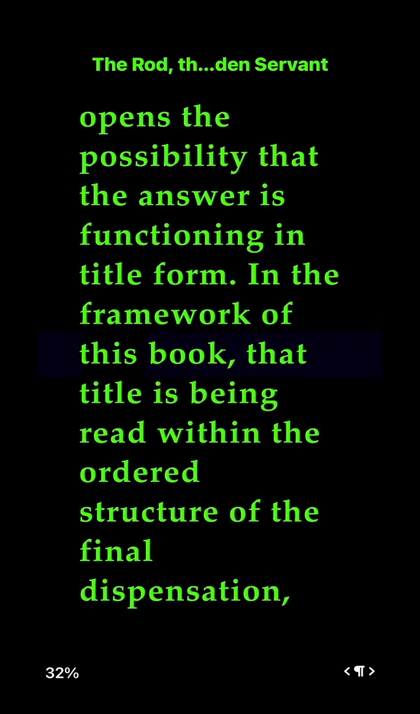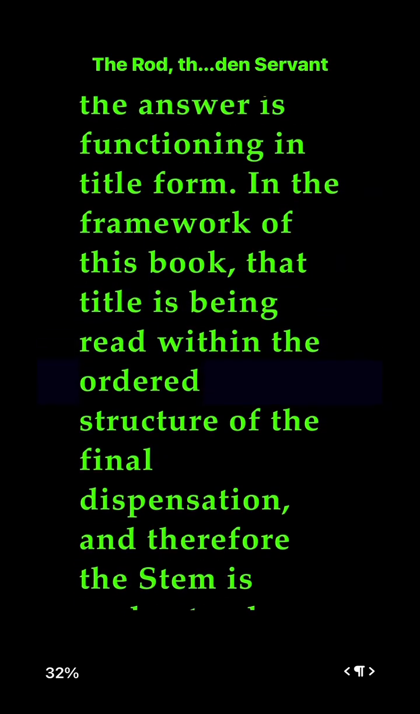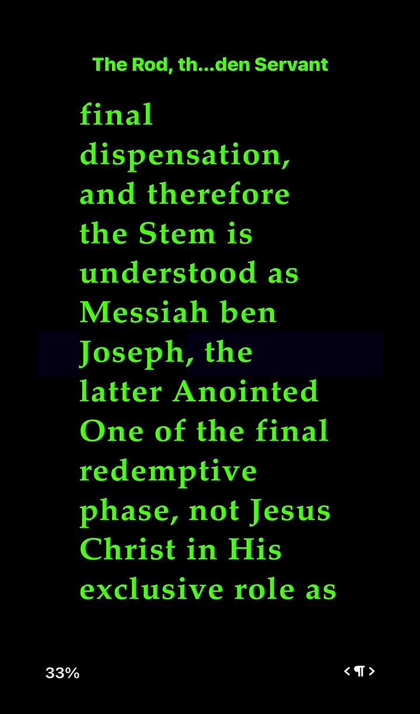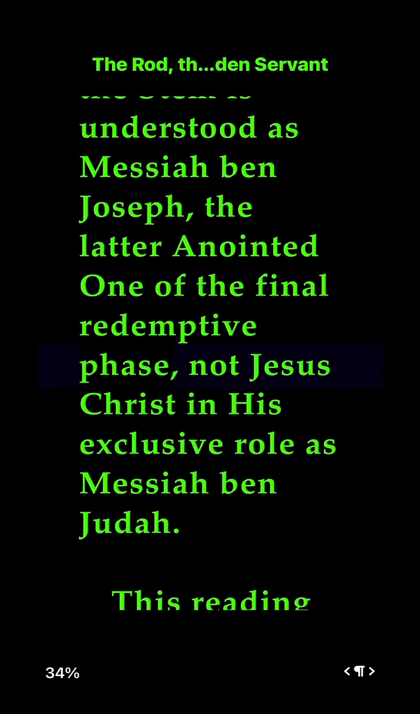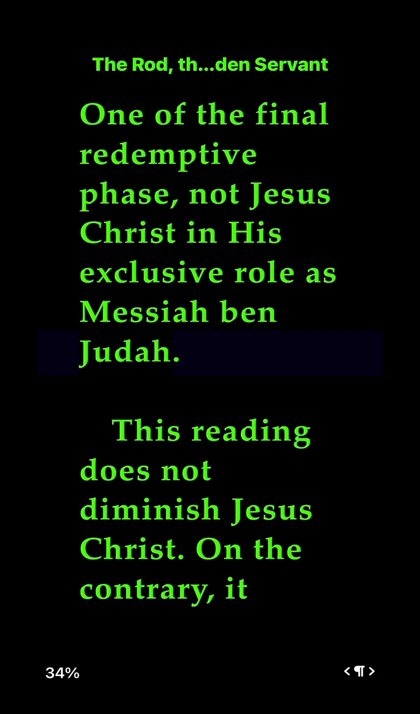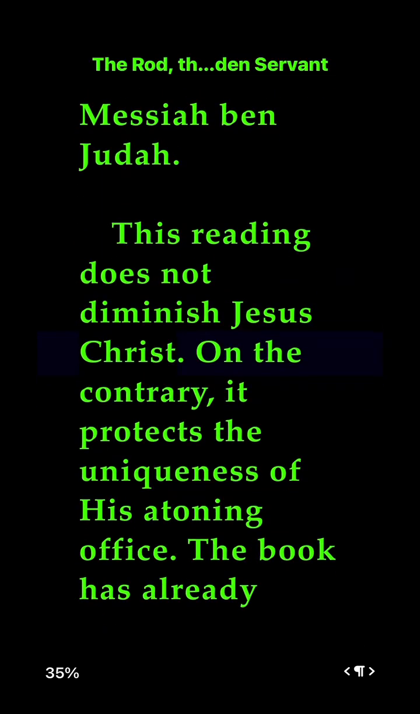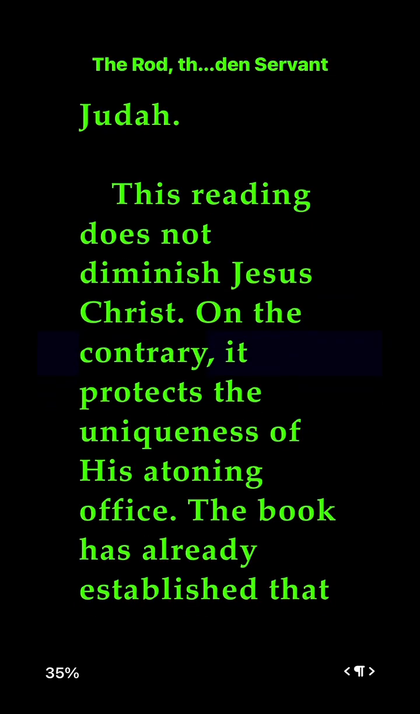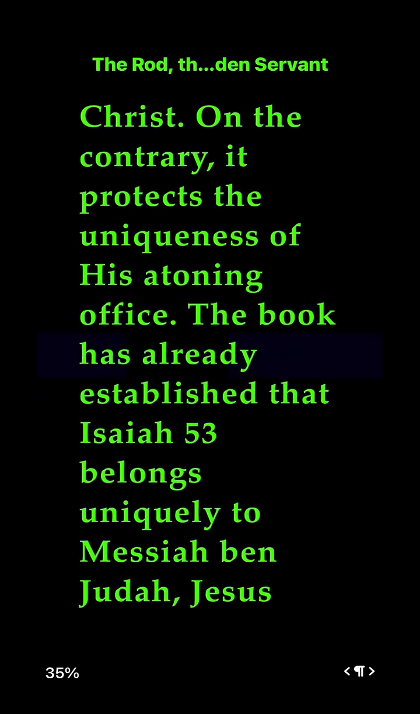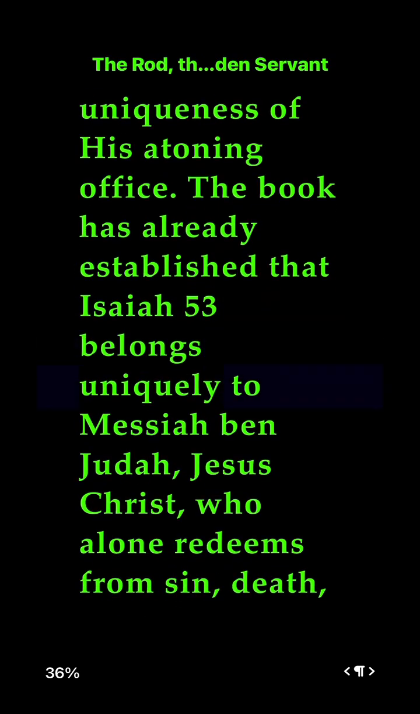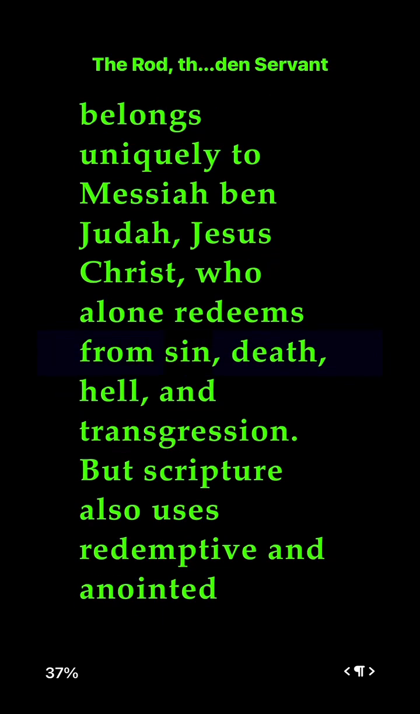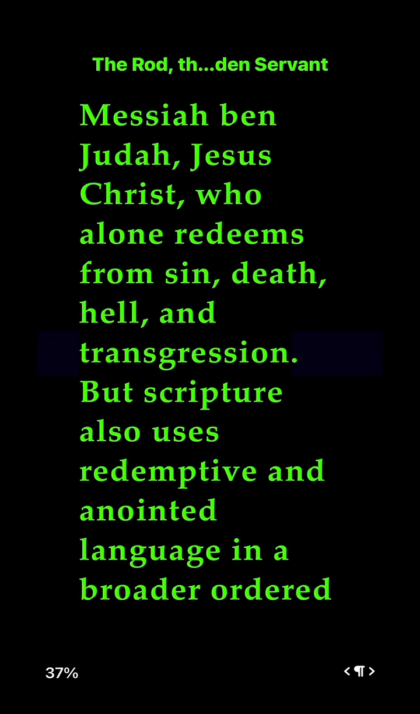In the framework of this book, that title is being read within the ordered structure of the final dispensation, and therefore the stem is understood as Messiah ben Joseph, the latter anointed one of the final redemptive phase, not Jesus Christ in his exclusive role as Messiah ben Judah. This reading does not diminish Jesus Christ. On the contrary, it protects the uniqueness of his atoning office. The book has already established that Isaiah 53 belongs uniquely to Messiah ben Judah, Jesus Christ, who alone redeems from sin, death, hell, and transgression.